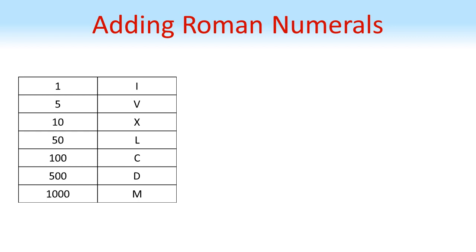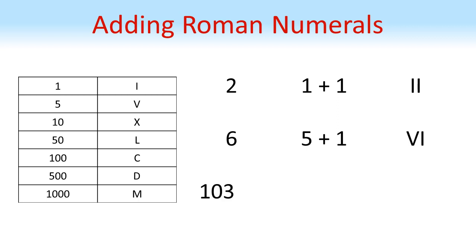So the first thing to know is that by putting our Roman numerals together, we can add them to make different numbers. So for example, if we want to make the number 2, well, that's 1 plus 1, so we write the letter I twice. If we want the number 6, that's 5 plus 1, so we use a V for the 5 and an I for the 1 to make 6. Looking at a bigger number like 103, well, that's 100 plus 1 plus 1 plus 1, so we have CIII.